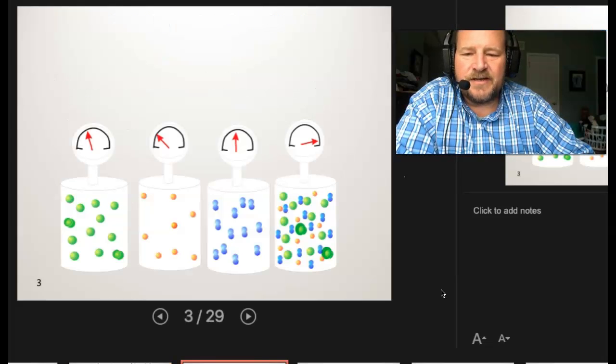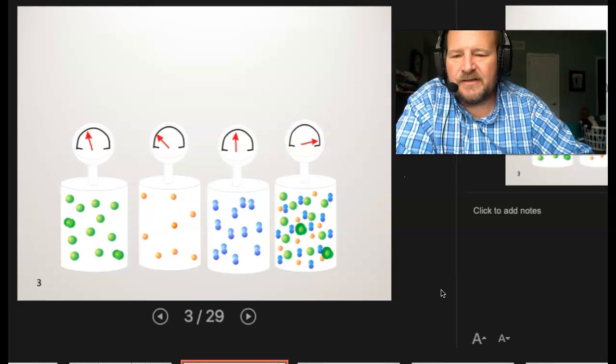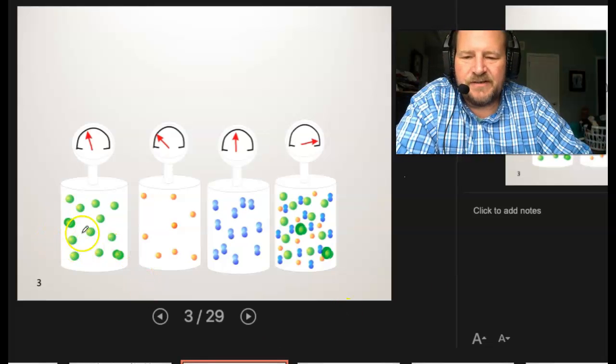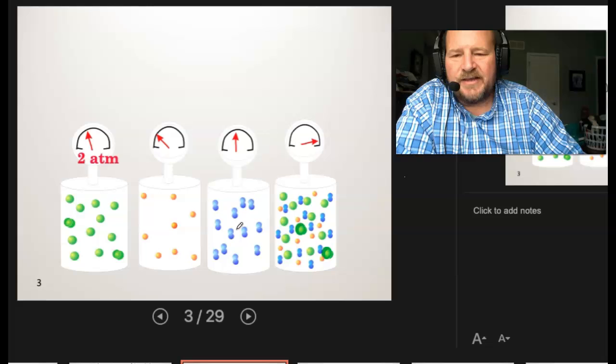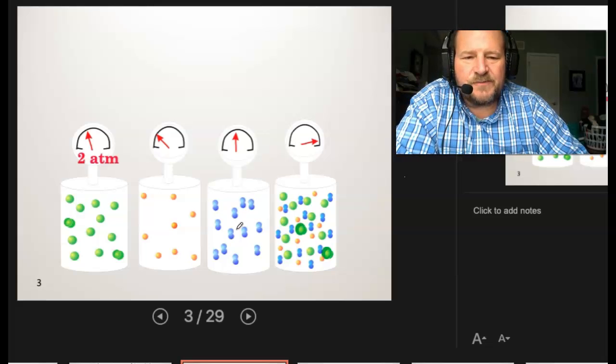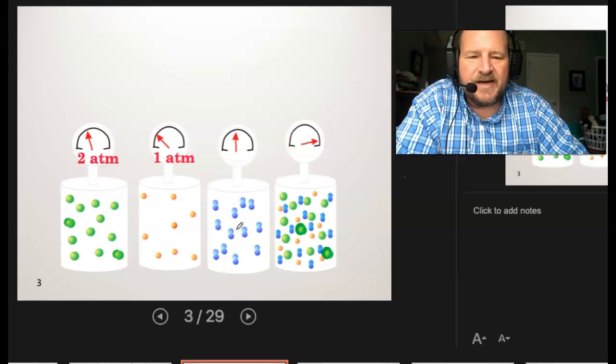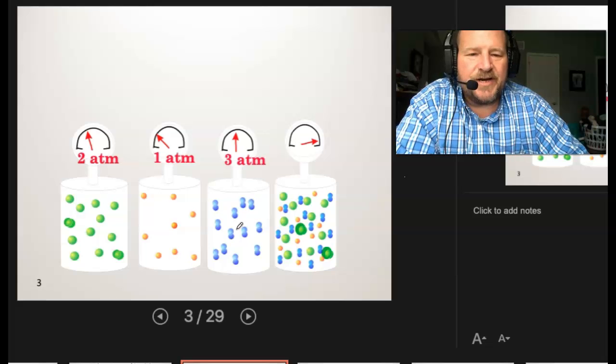Again, conceptually, if I have 4 containers here, the first container would be green gas, the second container orange gas, and the third container blue gas. And I look at the pressure for each one. The first one comes in at 2 atmospheres, the second at 1, and the third one at 3.